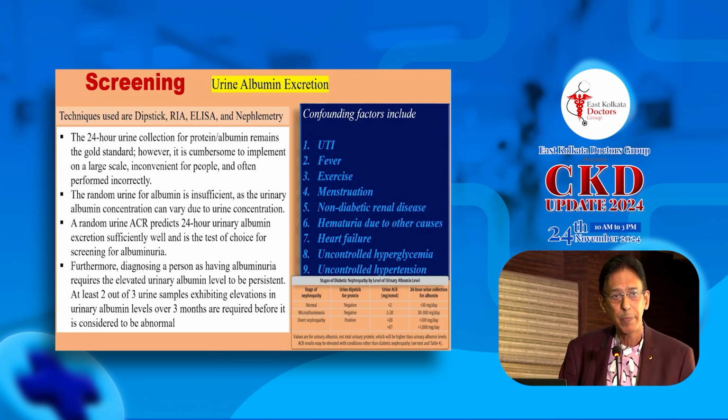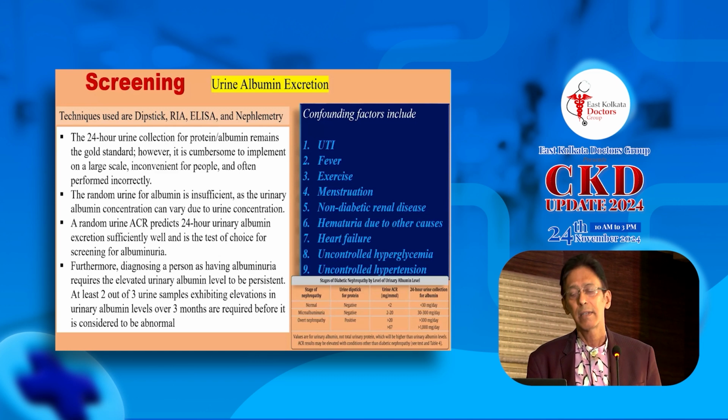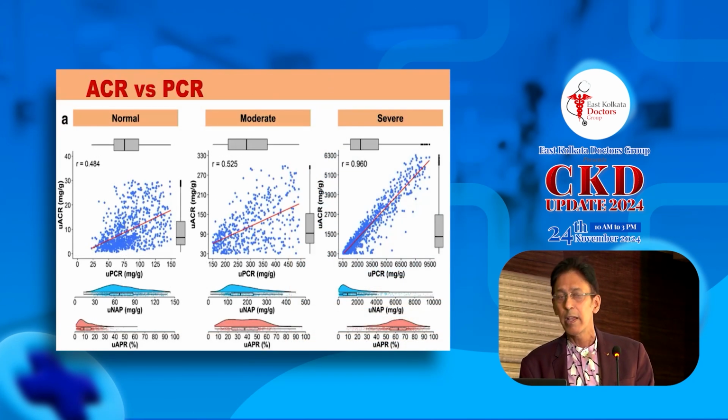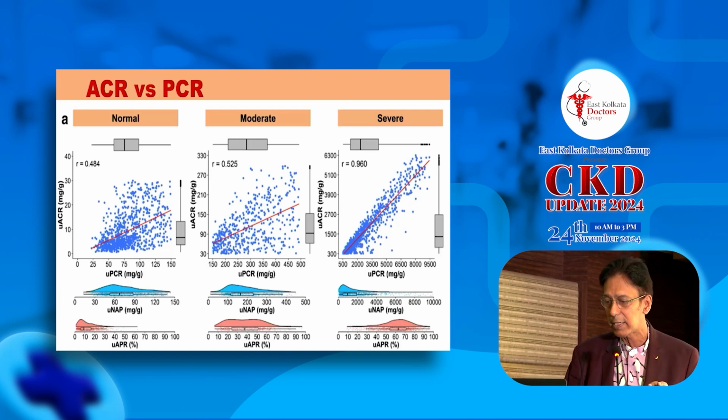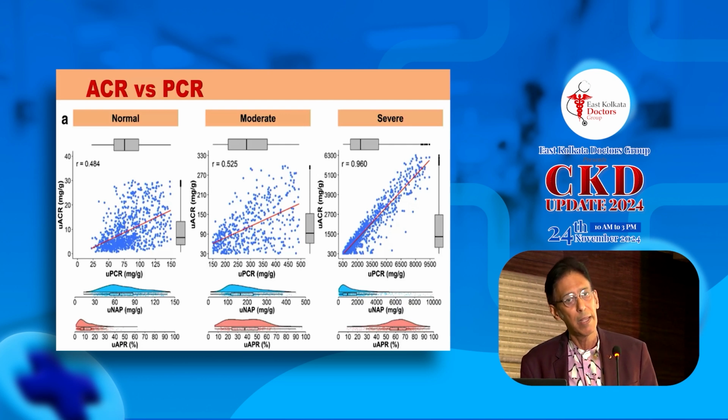But we have to keep in mind the confounding factors which can cause transient albuminuria, like urinary tract infection, fever, after a heavy exercise, during menstruation, hematuria due to any other cause, a decompensated heart failure, uncontrolled hyperglycemia, and uncontrolled hypertension. Now, because of all these confounding factors, it is recommended that before stamping a patient as having microalbuminuria, one should estimate 2 to 3 urine samples in a period of 3 months, and then come to a definitive conclusion.